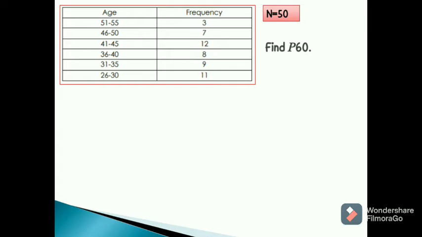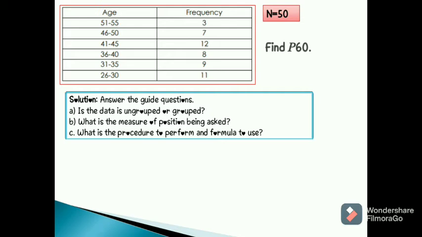As we see, this is grouped data because the data was in a table and it has frequency per class. That's why we're going to use the formula for grouped data. And since it is percentile, the percentile formula for grouped data will be used in this problem. So, solution: these are the guide questions for us to come up with the correct answer in the end.